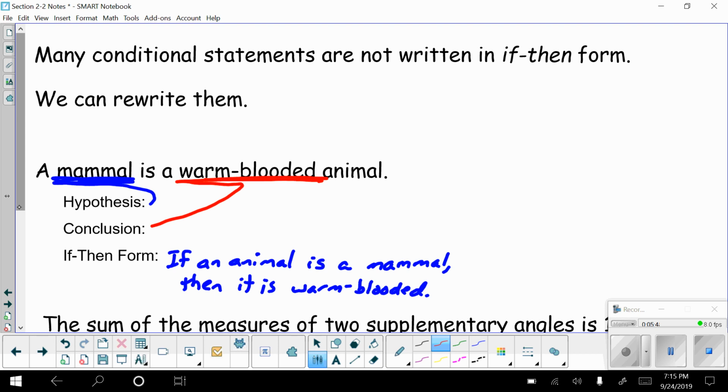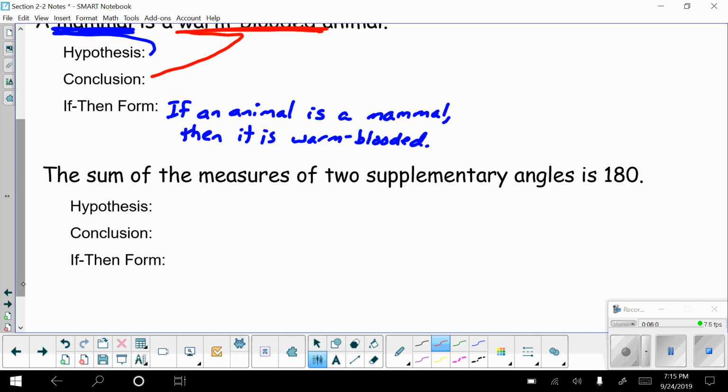And if I wanted to check that, I would just reverse this. And if I said if an animal is warm-blooded, then it's a mammal, and see if that could also make sense. So, for example, the sum of the measures of two supplementary angles is 180. I could think of that as if the sum of the measures of two angles is 180, then they're supplementary. Or I could say if two angles are supplementary, then the sum of their measures is 180. You have to kind of pick the order that makes the most sense to you. And I know that seems kind of weird to say.